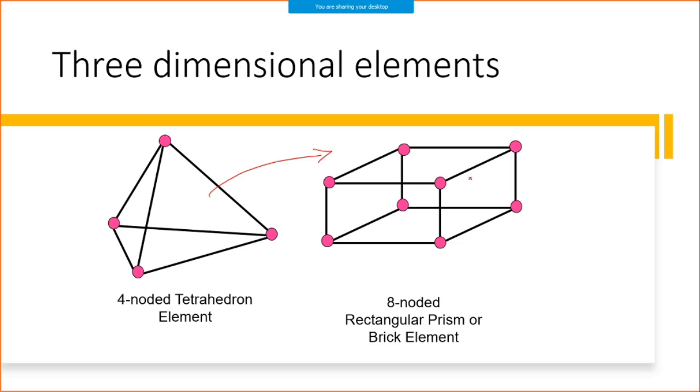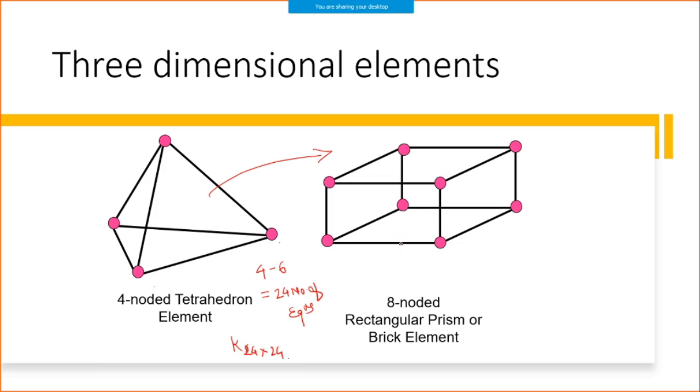Then there is the brick element or rectangular prism element. This takes on more equations. Here we'll have one, two, three, four nodes, and each node has 6 degrees of freedom, so 24 equations. In this case, my stiffness matrix will become 24 by 24 like this.